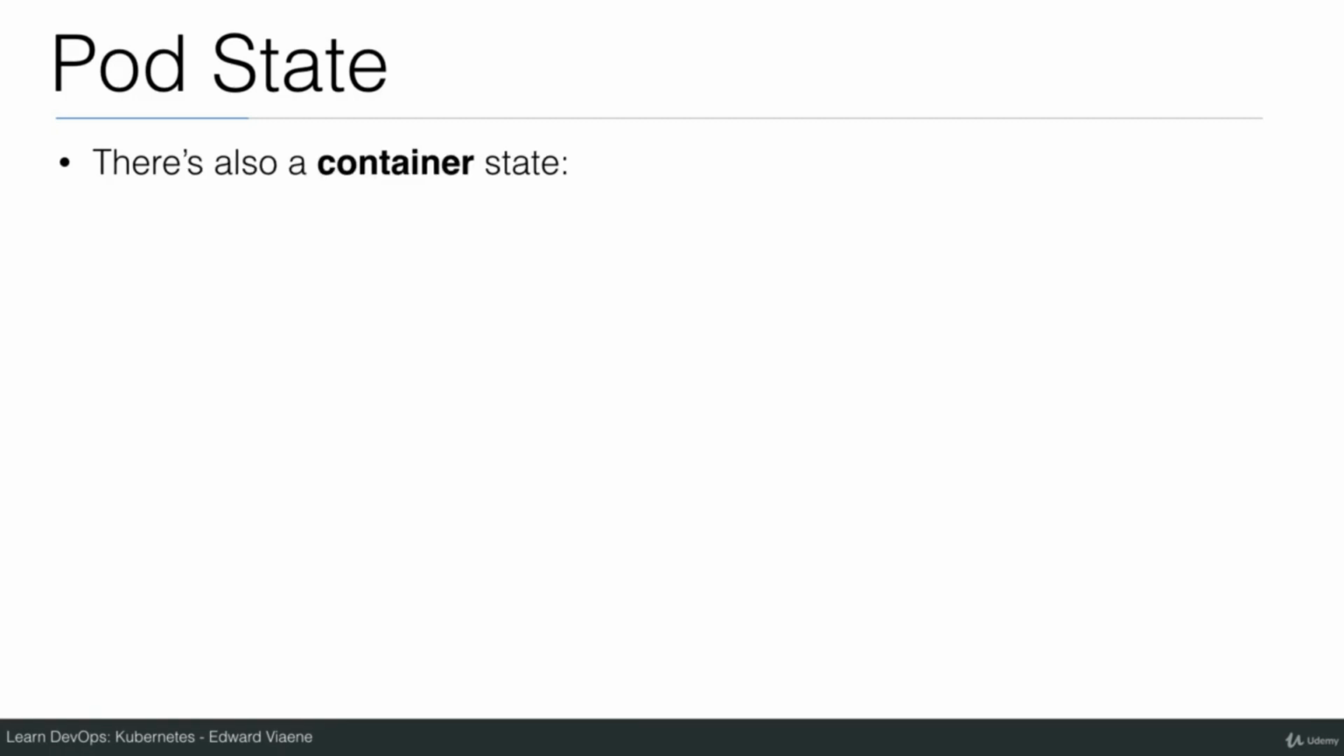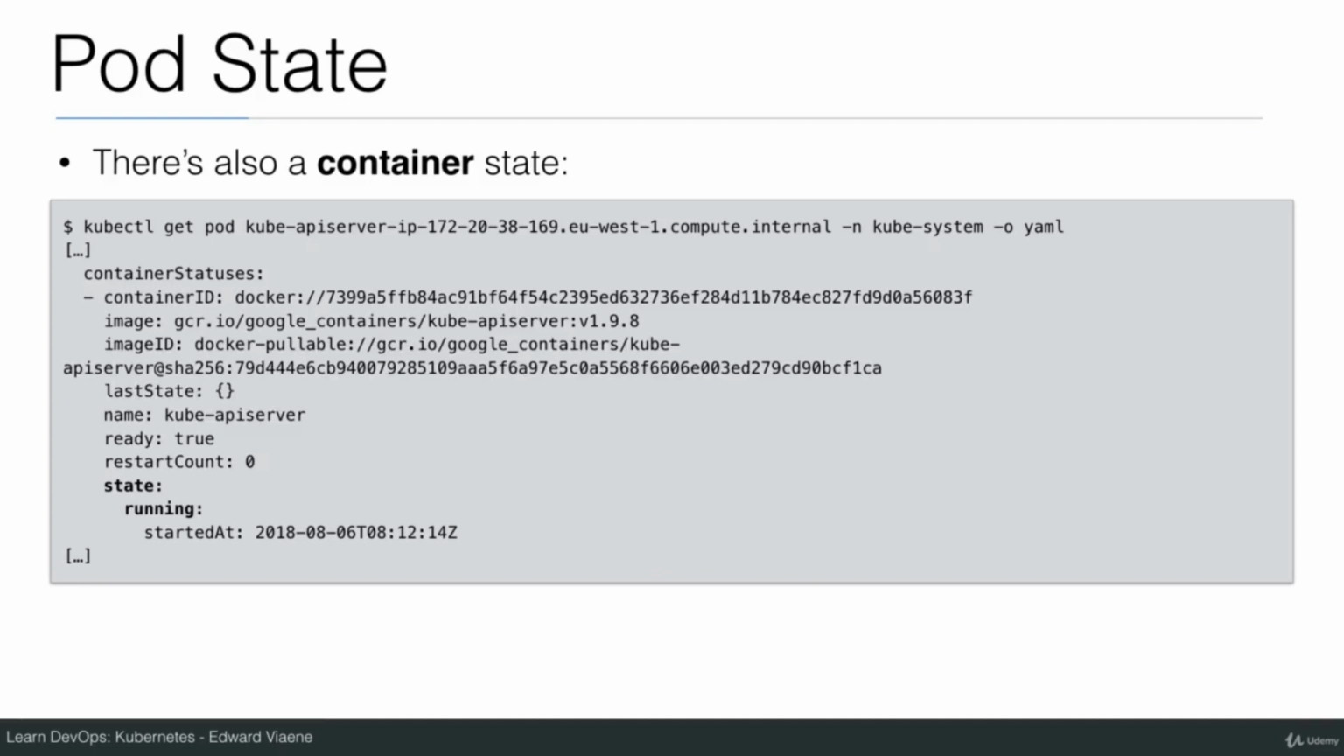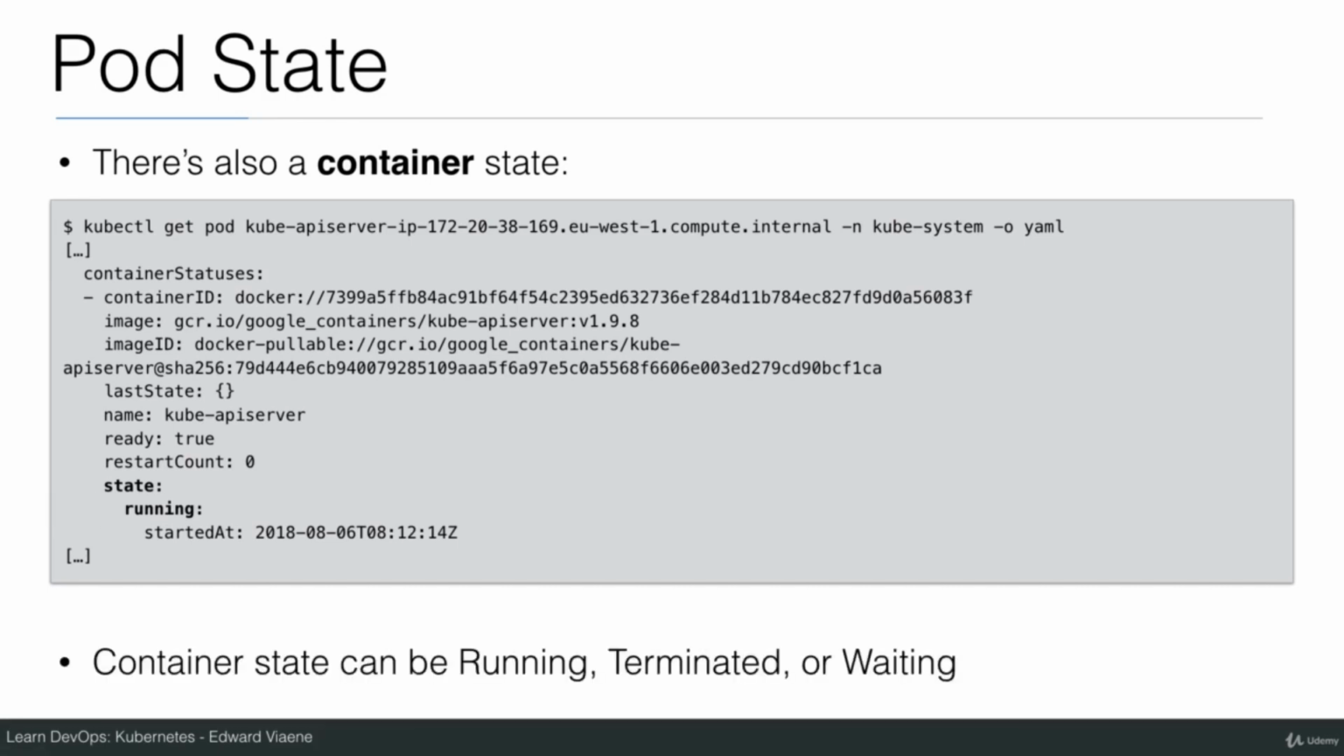There is also a container state. You can get the container state using kubectl get pod, outputting using YAML so that you can see all the data that is available for the pod. And here you have the container statuses. You have some information about your container, and then here in bold you have the state, and the state of this container is running. So this comes from Docker itself, so Docker reports that this container is running. The container state can be running, terminated, or waiting.